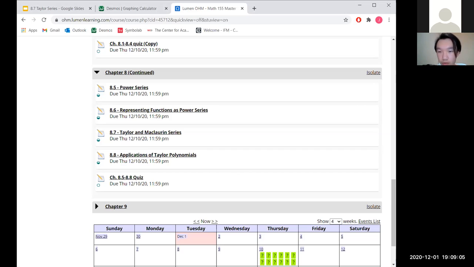Will you post a review sheet for the final? There's no review sheet for the final. The reason is that the review sheet would have questions from your exams, so your 3 exams will count as your review sheets.